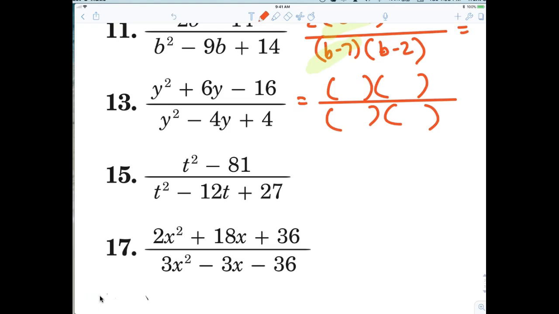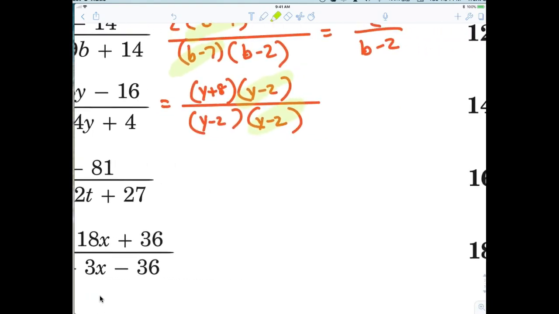All right, who's going to help me with the numerator? The numerator factors to what? y plus 8, y minus 2. Perfect. And then the denominator would be? Yep, y minus 2. And so, final answer: y plus 8 over y minus 2. Because only one of them can cancel. That's exactly correct. Only one at a time. Okay.